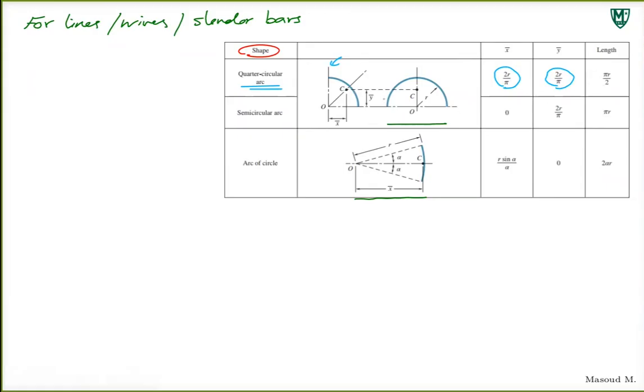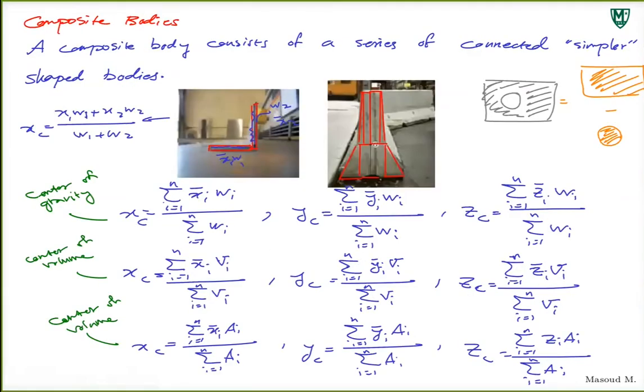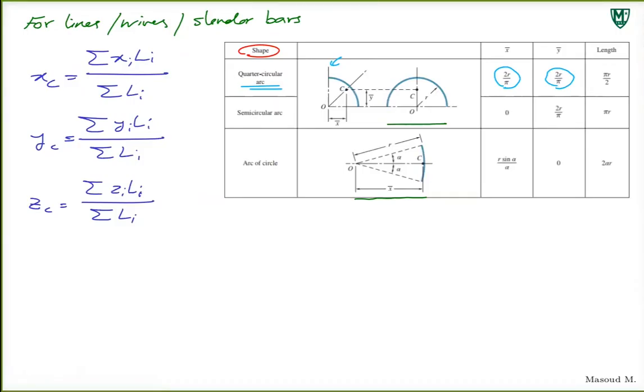And the length of the arc is also given, right? Because when it comes to a bar, let me just write it here. This becomes xc equals summation of xi li over summation of li, li being the length of the bar. yc becomes summation of yi li over summation of li, and zc becomes summation of zi li over summation of li. These are the same equations I wrote here. This is just for a line, wire, or slender bar. So you need to know, for each component of a line, x bar, y bar, and z bar, and the length of that component. So in this table, you're given x bar, y bar, and the length for the quarter circular arc.